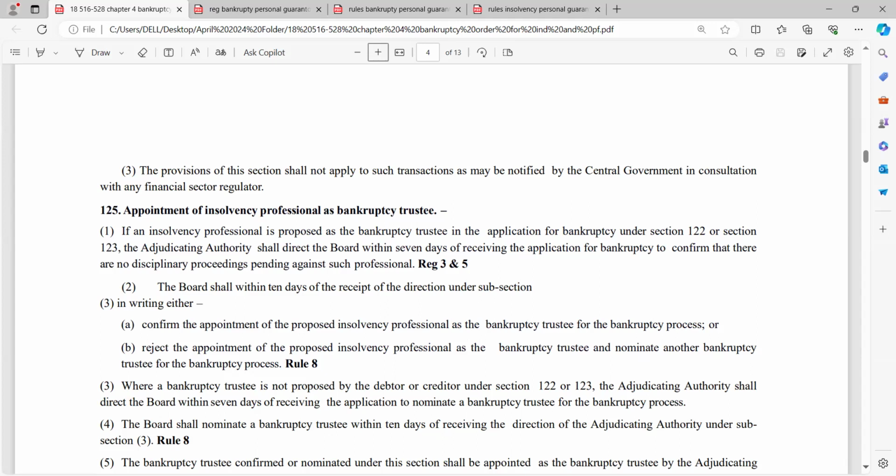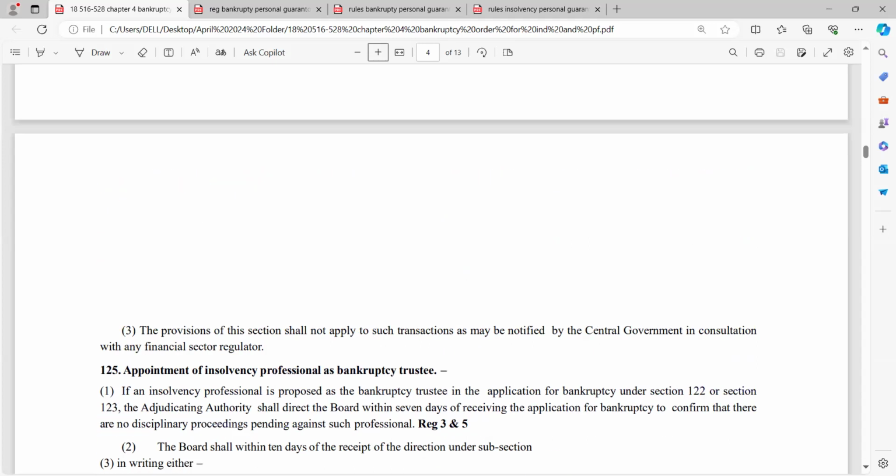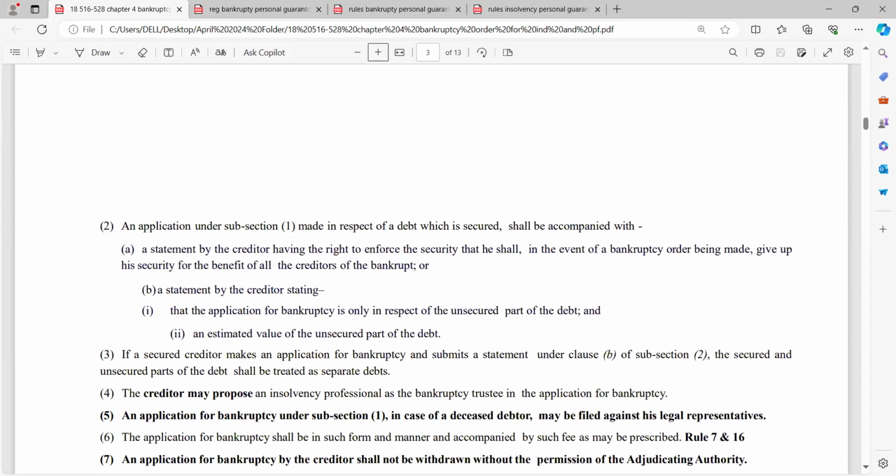It is now in relation to a specific thing, in relation to the repayment plan. But if we see 122, rather 123(3), it does not talk of any such thing. It is saying the right to enforce the security, and that is talking of when the application is admitted, basically. In 123, we see it is talking of a situation when an application is admitted, in the event of a bankruptcy order being made. So this is important here. 123(2): in the event of a bankruptcy order being made.